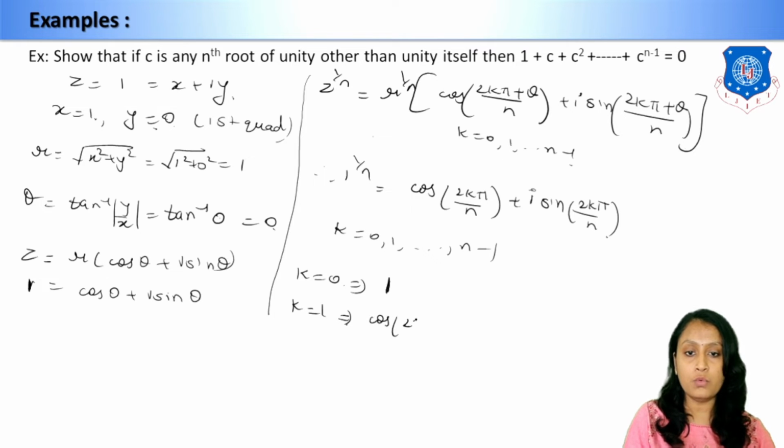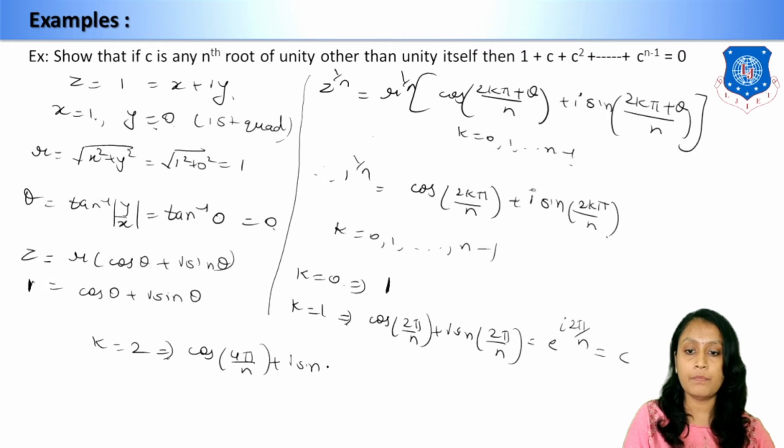Here cos 2 pi upon n plus i sin 2 pi upon n. So this we can write as e raised to i 2 pi upon n, and let's give it a name c. Now for k is equal to 2, what will we get over here? cos 4 pi upon n plus i sin 4 pi upon n. So this we can write as e raised to i 4 pi upon n, and also this we can write as c square, because c is e raised to i 2 pi upon n.